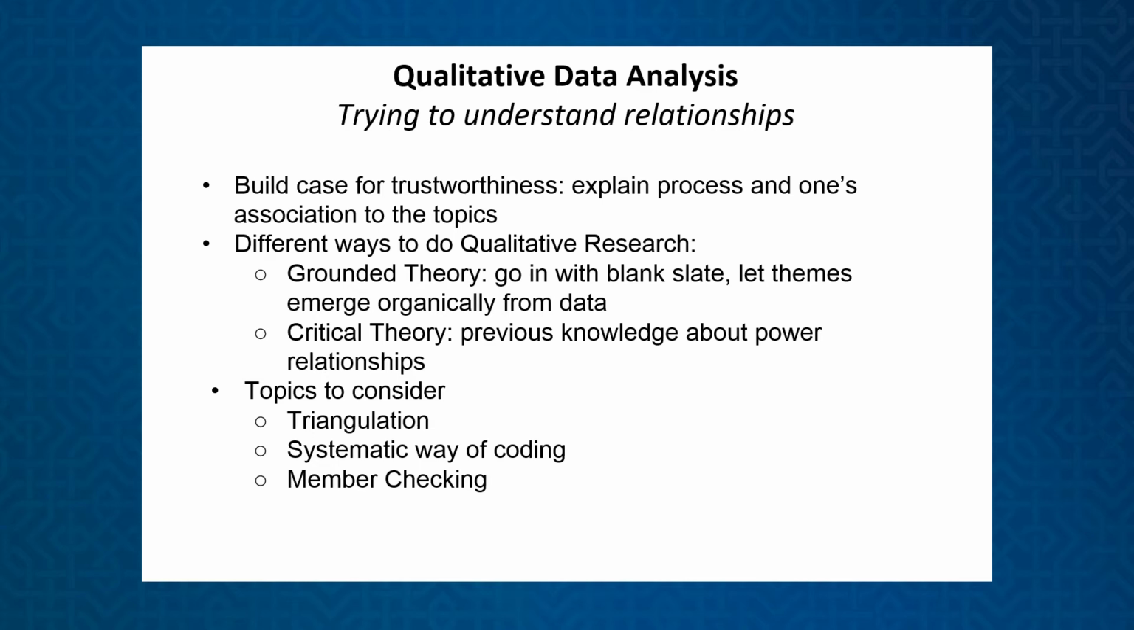Now, there are many different ways of doing qualitative research, or evaluation in our case. Two of the main ones, of course, being grounded theory and critical theory. The grounded theory approach says that you should go in as a blank slate, let all themes emerge organically from the data. And critical theory says we already know certain things about power relationships, and a failure to immediately and always take those into consideration is irresponsible and leads to inaccuracies and omissions.